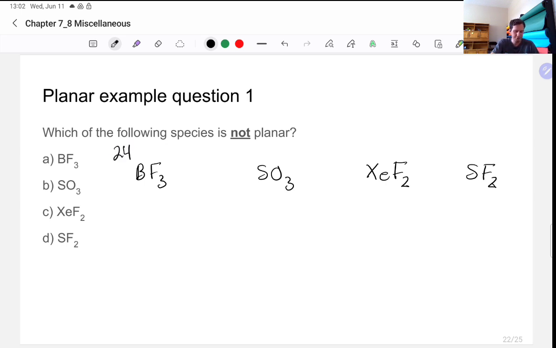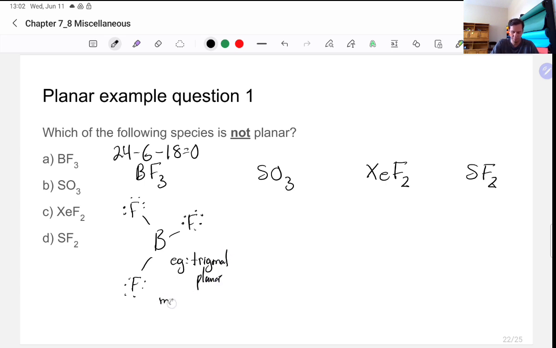So BF3 has 24 valence electrons, and I'm going to draw those 3 connections. So that's 6 electrons right there. And then I'm going to include all those lovely lone pairs, 6 per fluorine. So that's minus 18, so 0 left over to put on boron. So that tells me that the electron geometry is trigonal planar, and the molecular geometry is trigonal planar. Okay, so that's planar. Then we go to the next one.